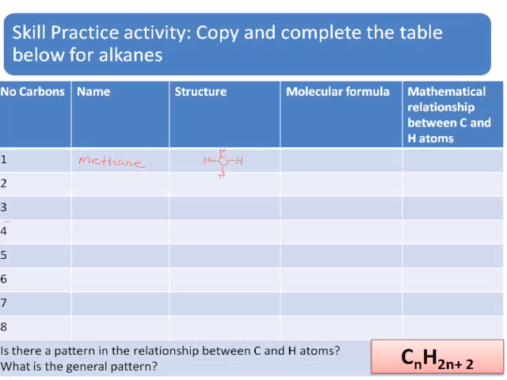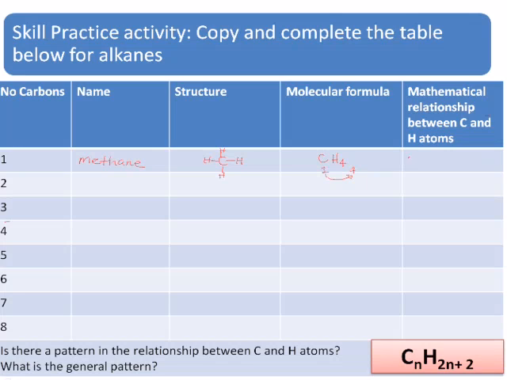And the molecular formula will be, how many carbons do I have? We always start with a carbon. And how many hydrogens do I have? I've got CH4. The next part is the mathematical relationship between carbon and hydrogen atoms. I've got 1 carbon and 4 hydrogens, right? So how do I go from 1 to 4? I can say 1 plus 1 plus 1 plus 1. But what am I doing here? There is a mathematical relationship that is apparent here.